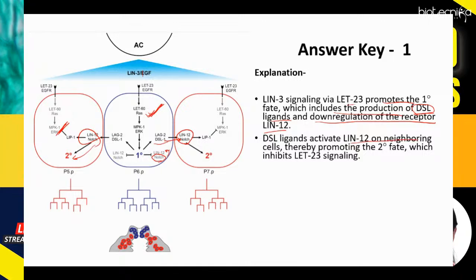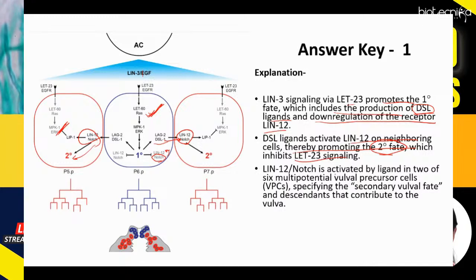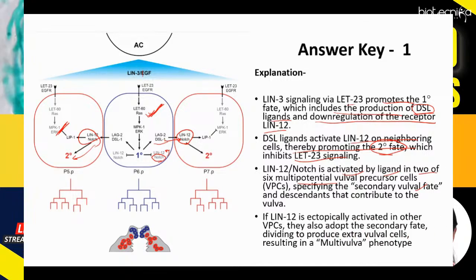DSL activates lin12 on the neighboring cell fate, thereby promoting the secondary fate, which inhibits the LED23 signaling. Lin12 Notch is activated by ligand in only two of the multipotential vulval precursor cells that will go for the secondary fate. And if lin12 is ectopically activated in other VPCs, even in the nearby third VPCs, those will, instead of taking up tertiary fate, take up the secondary fate. That is when the multivulva phenotype is achieved.